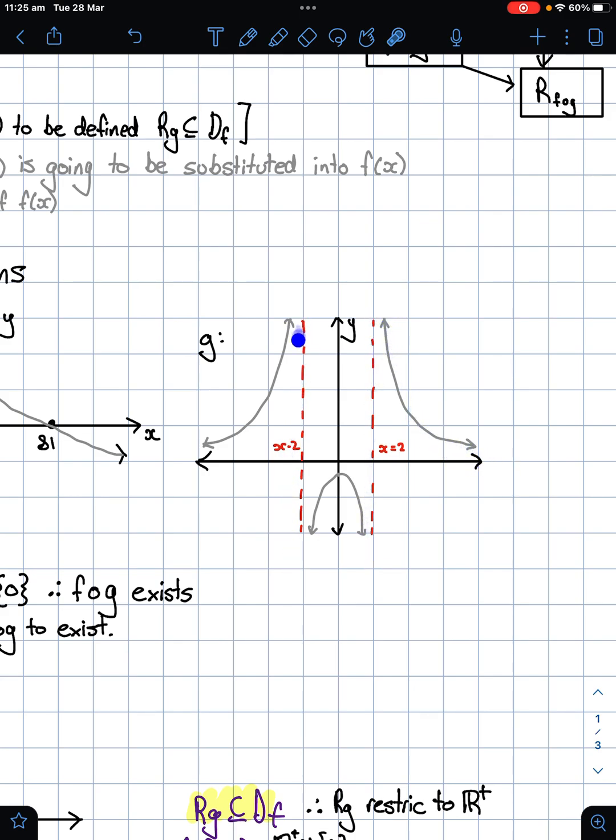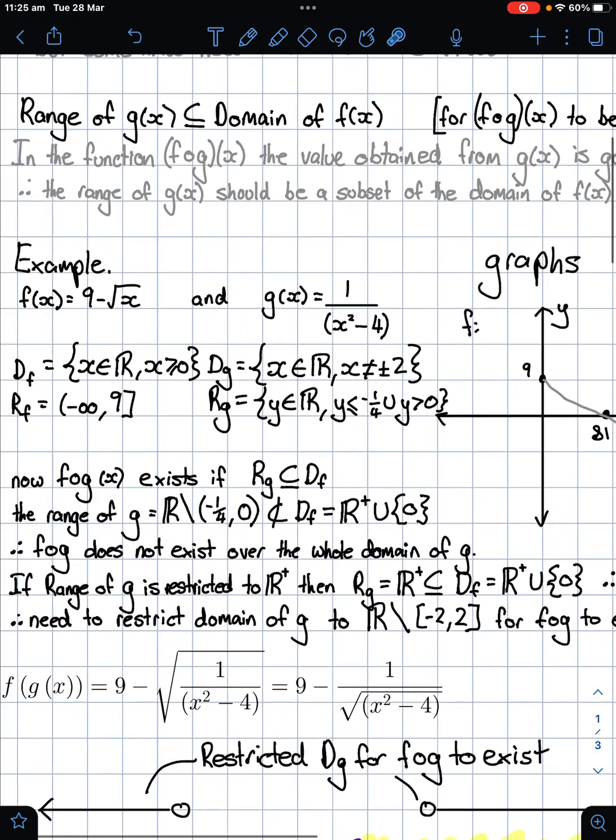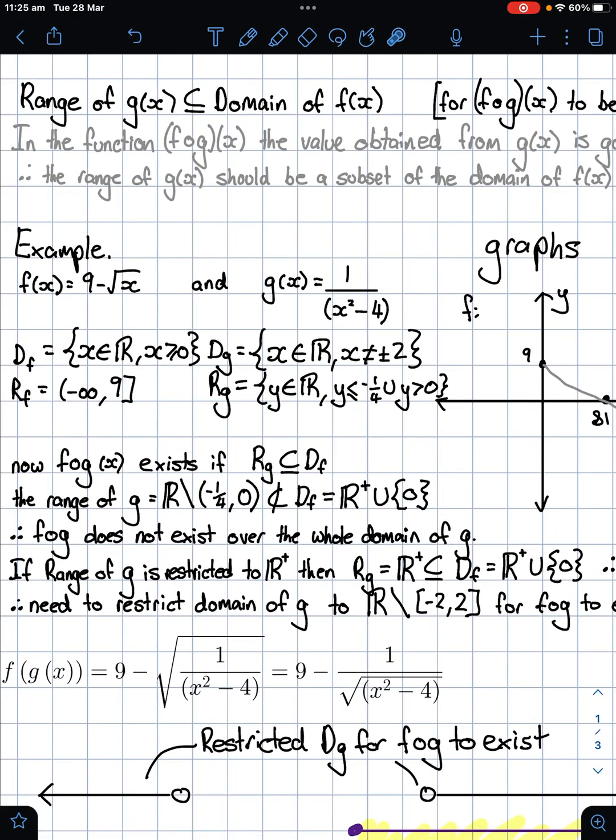So we see we're positive over here, and then in this value we're negative. So the domain of this function f is all real numbers x greater than or equal to 0, and the range of values is going to be negative infinity up until 9. Now, the domain of g is all real numbers apart from x cannot equal plus or minus 2. And the range of these values is y is all real numbers. It has to be less than -1/4 or greater than 0.